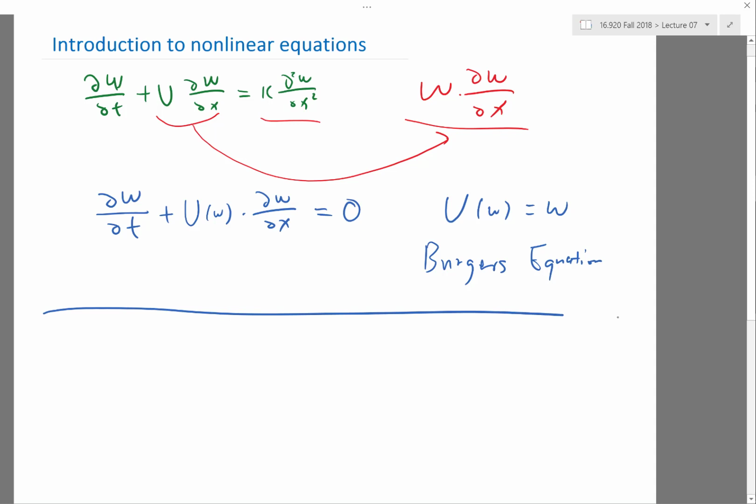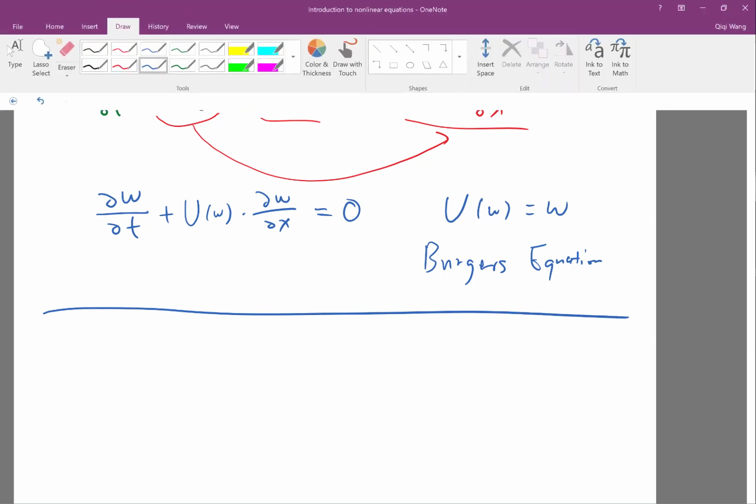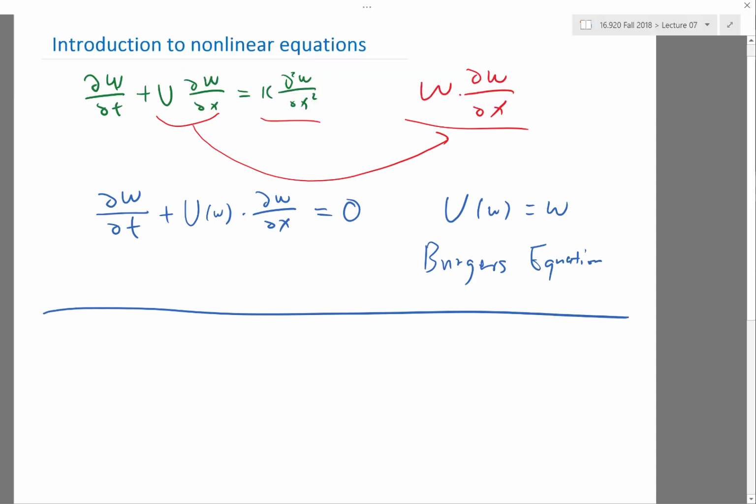So remember, if we have a constant u, this type of differential equations, right, has an analytical solution. What is that analytical solution? So if I have plus a constant u, w would be equal to what? W0 of x minus ut, right?